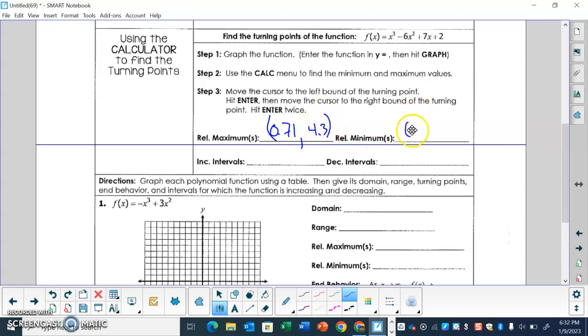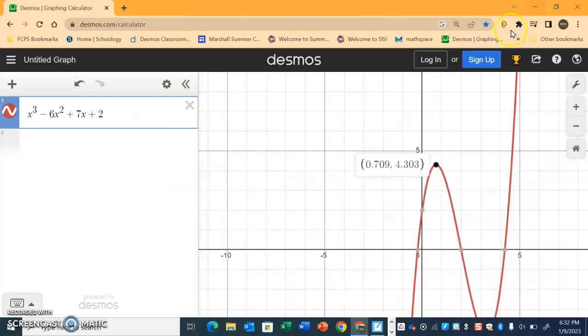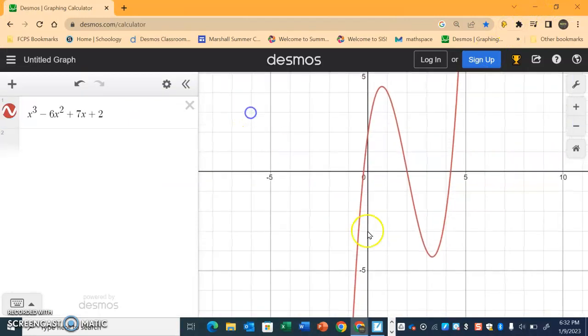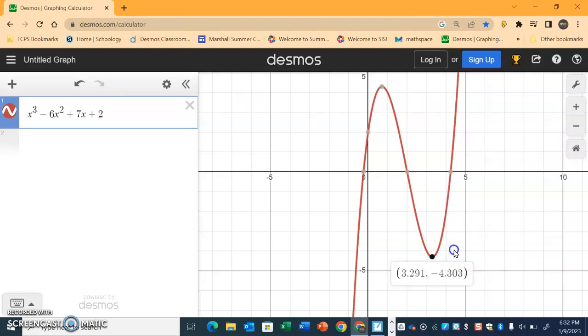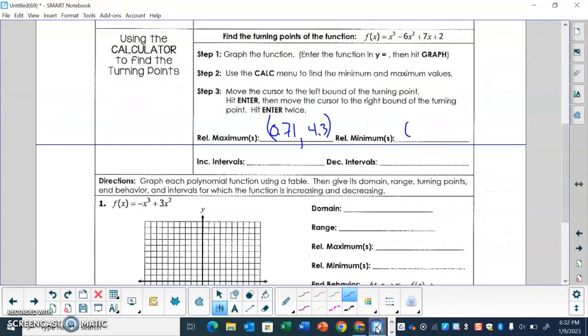Now the relative minimum, you can identify off the graph, and hopefully you're able to get this off your graphing calculator. It's down here at the bottom. So that is 3.3, negative 4.3. That was the minimum point. So these maximum and minimums are points. Now we need to take a look at this next thing, which is the increasing interval.